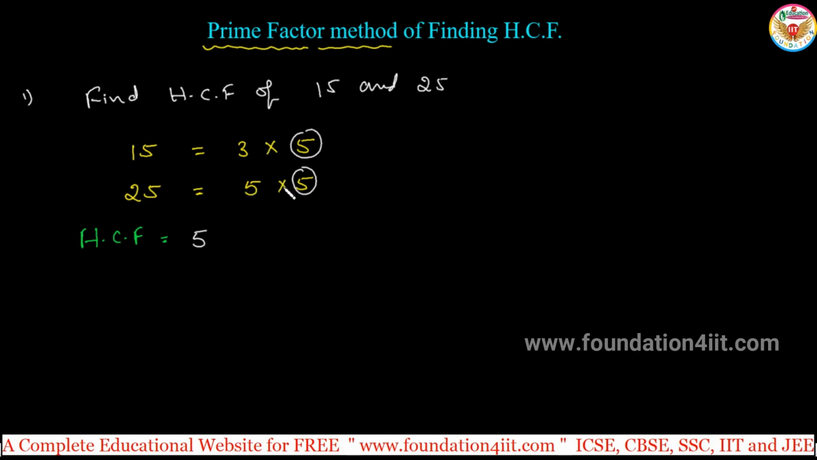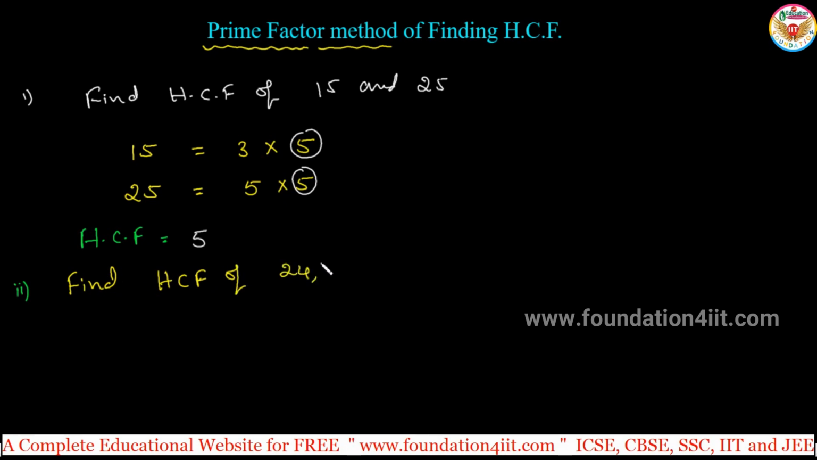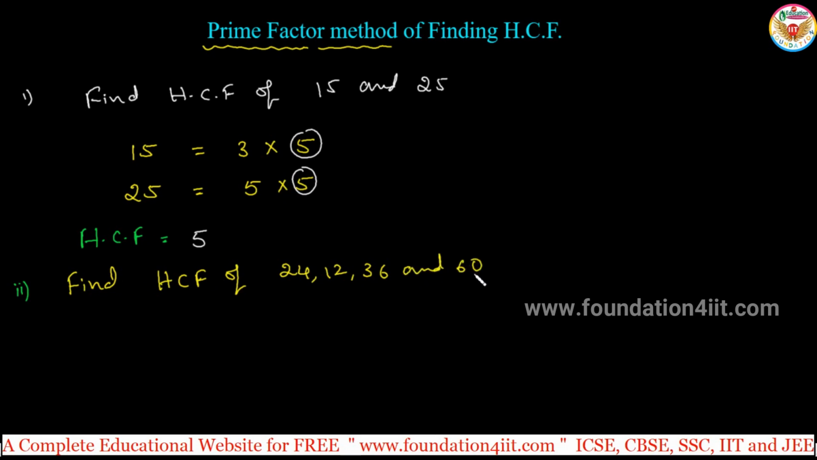So the highest common factor of 15 and 25 is 5. Now the question is: find the highest common factor of 24, 12, 36 and 60. We need to find the highest common factor for these four numbers.